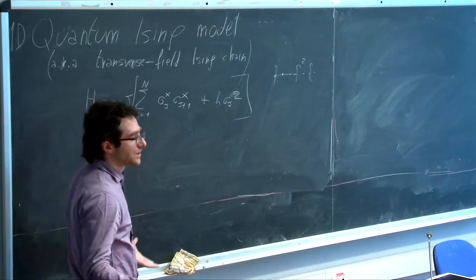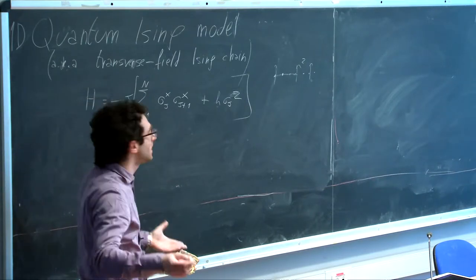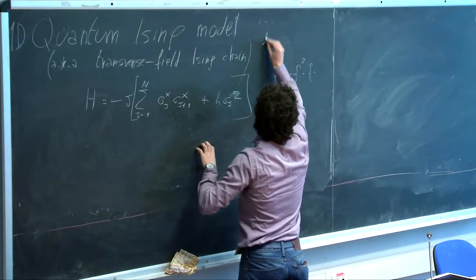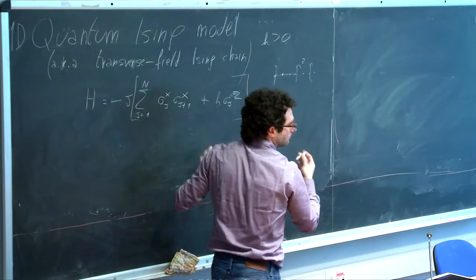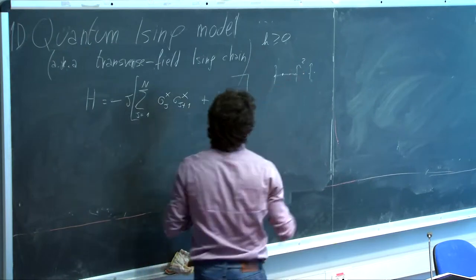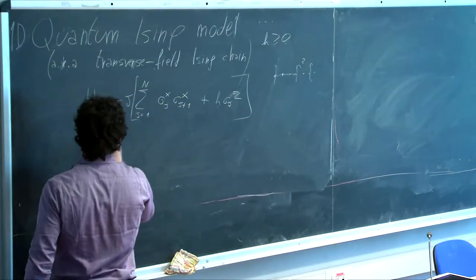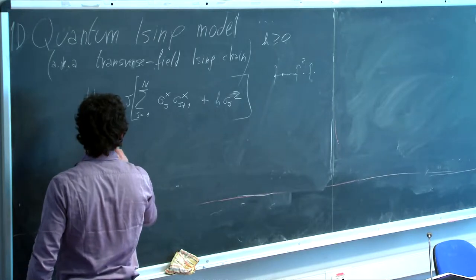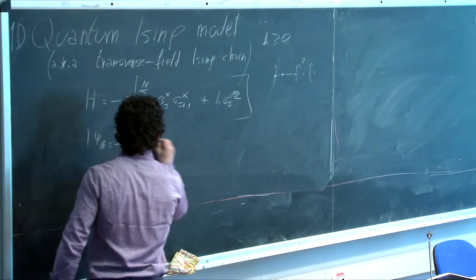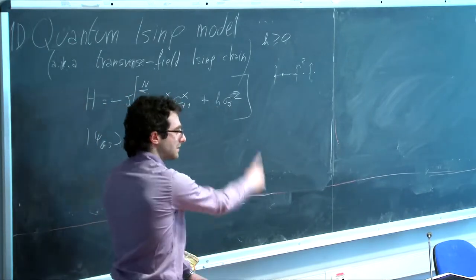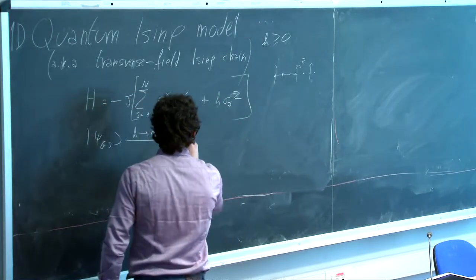So what is the ground state of this model in the limit h goes to infinity? Let's assume that h is larger than or equal to 0, and we consider the limit h goes to infinity. We know that the ground state of the model in the limit h goes to infinity is nothing but all the spins in the z direction.